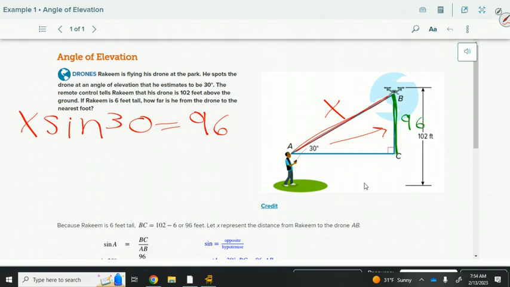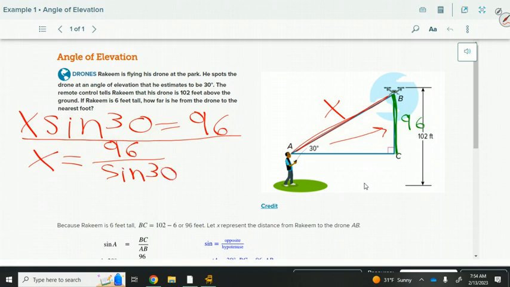Now going back to algebra days, if we are multiplying something together, in order to get rid of it, what are we going to do with it? Divide, exactly. So in this case, we're going to be dividing by that sine of 30. So it's going to look like this. x is going to equal 96 divided by sine of 30.